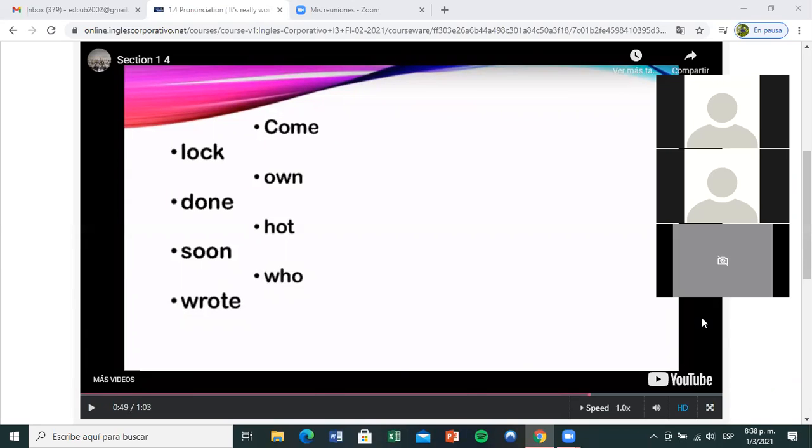Me, teacher. Okay, go ahead, Nati. Come, look, own, done, hot, soon, who, wrote. Good, Nati. Only the one with the word is own. Try with a stronger O, not so much of an A. O, own. Own. Okay, good. I think the problem for you is not at the beginning, it's at the end, the N. Because you only say O-W, you say O, but it's own. Own. Yes, yes, Nati. Good. Okay. Great. Who else would like to try?